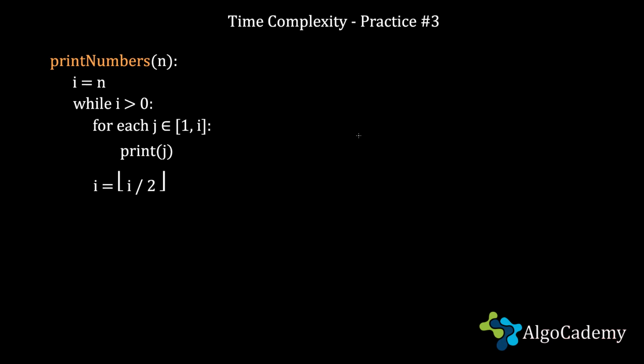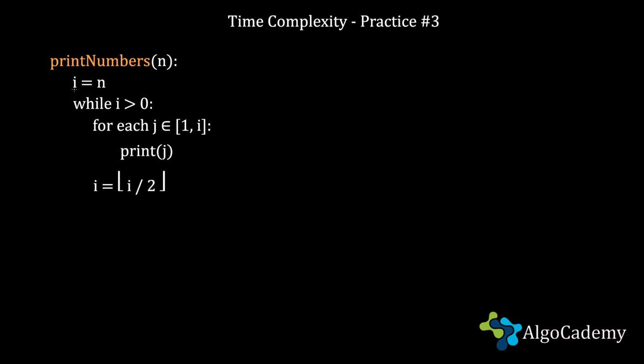All right, welcome everybody to a new challenge from the time complexity chapter to make sure that we really master and have understood it. So I have the function printNumbers, which has one argument n, and this time it only prints numbers. So let's see how it works.